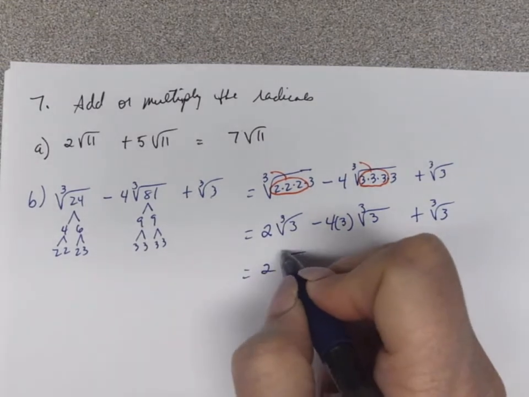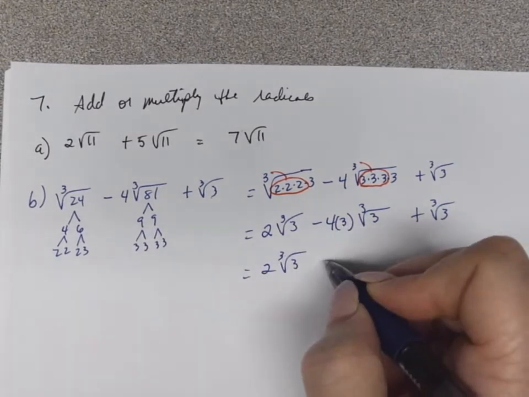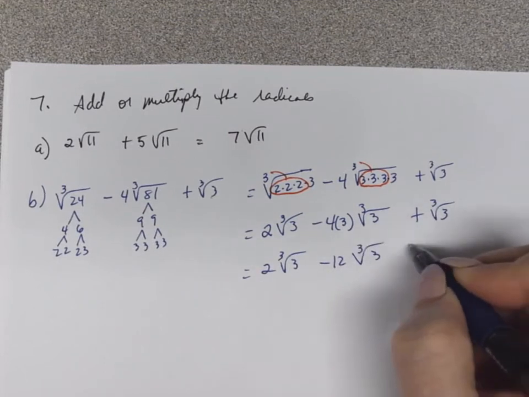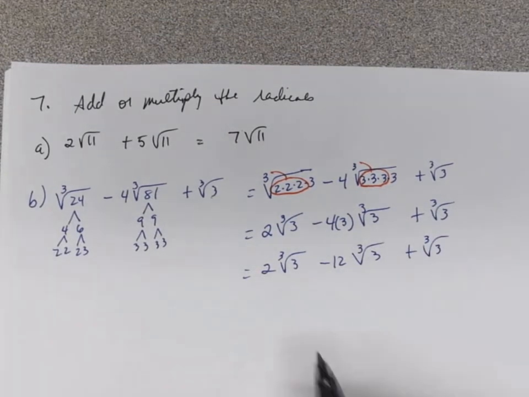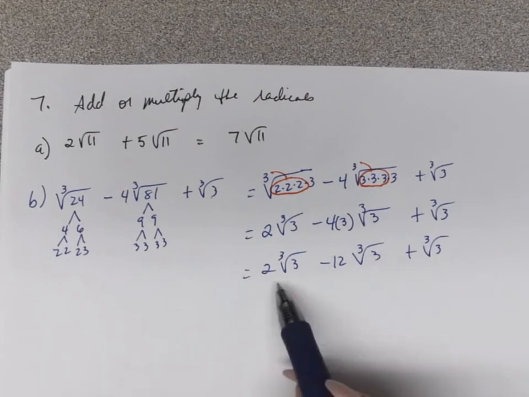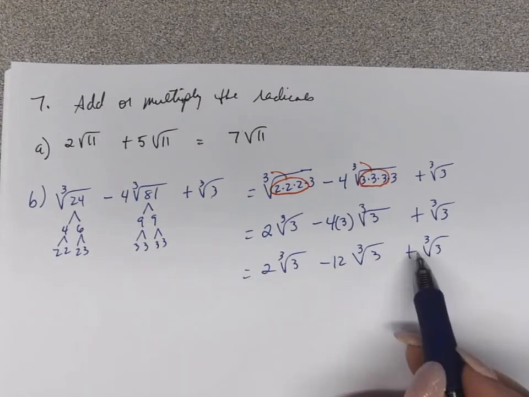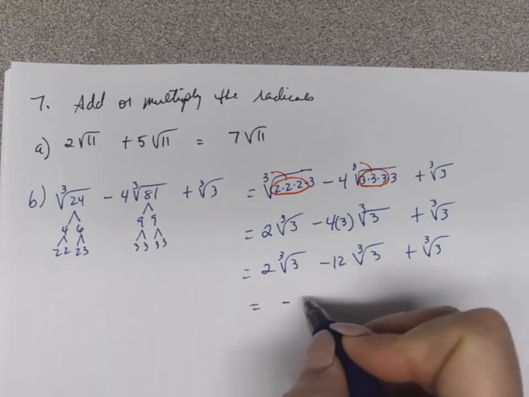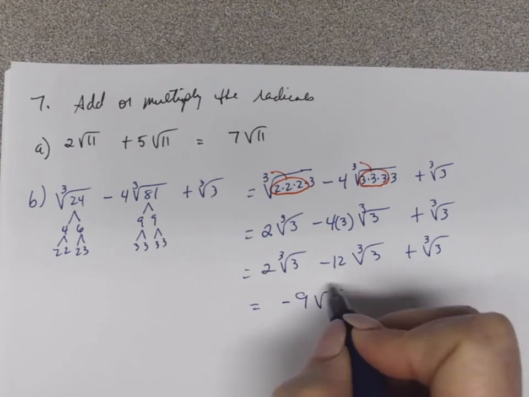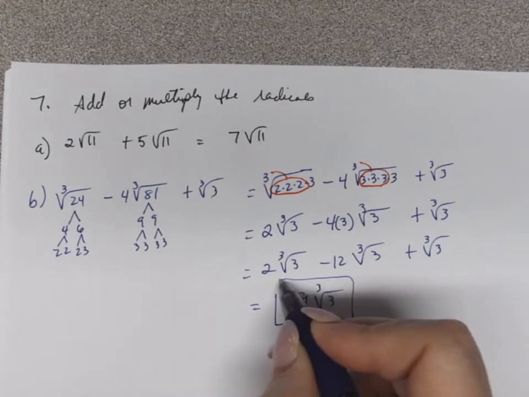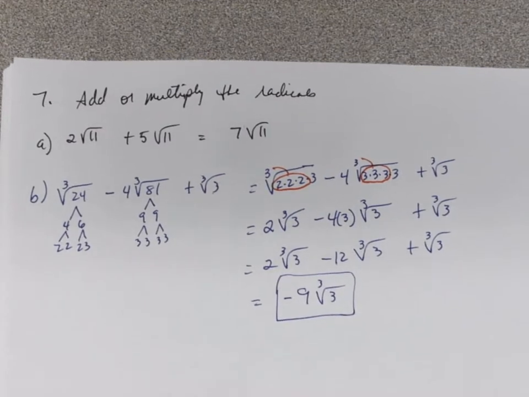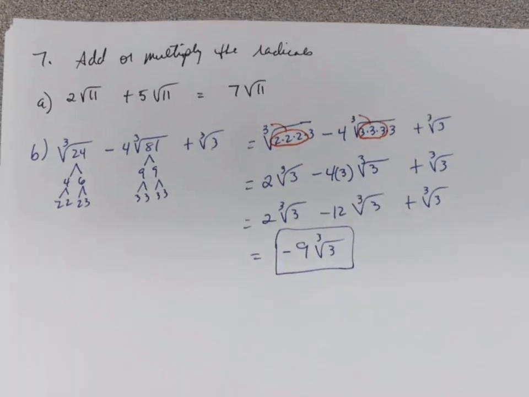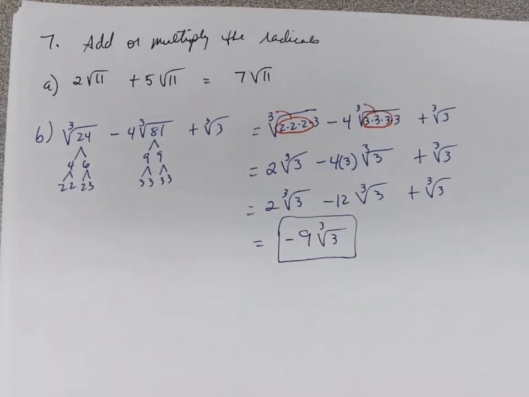So this will be 2 cubed roots of 3. Negative 4 times 3 will be minus 12 cubed roots of 3 plus the cubed root of 3. Now that they're all cubed roots of 3, I can combine this. So I have 2 minus 12 plus 1. And when I add that, I will end up with negative 9 cubed roots of 3. And that would be your final answer right there. So you may have to simplify the radicals so that you have the same index and radicand. All right, let's look at number 8.